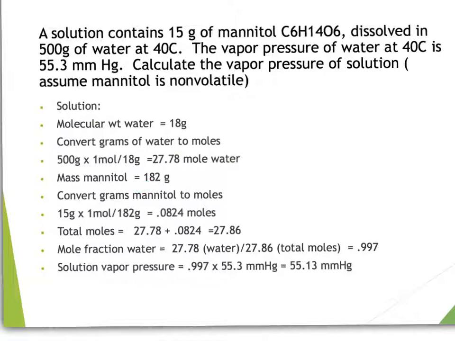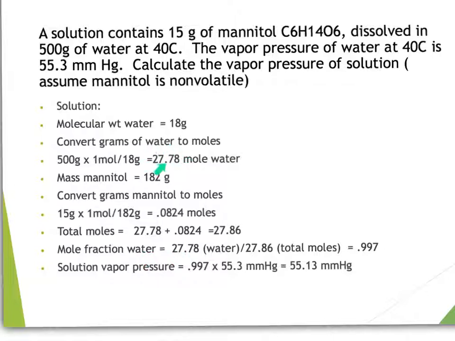We will convert our 15 grams of mannitol to moles. So 15 grams times 1 mole over the weight from the periodic table of mannitol, and we get 0.0824 moles. We will take the total moles, 27.78 plus 0.0824, we get 27.86.